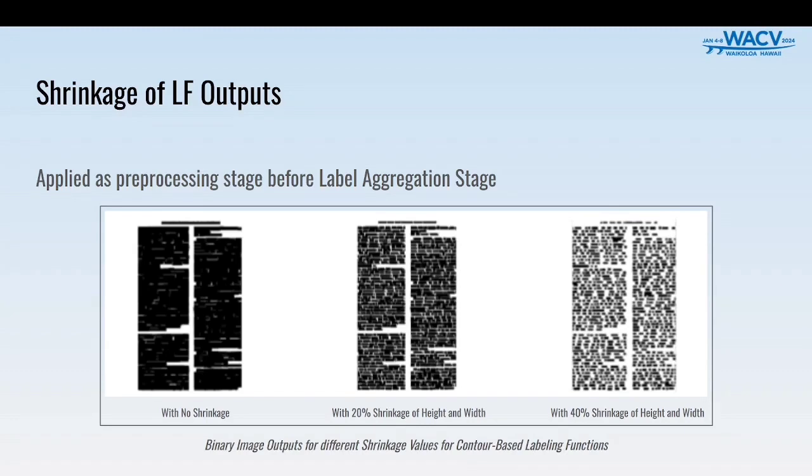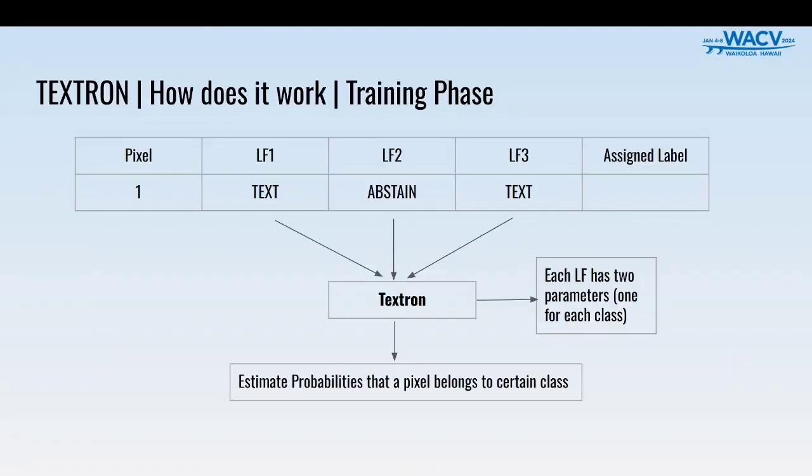Next, we move on to the label aggregation stage, where we come across Textron. Here, Textron is responsible for aggregating the votes, or the triggers, of various LFs into a single assigned label. So in the training phase, each LF has two parameters, one for each class, and Textron tries to estimate the probabilities that a pixel belongs to a certain class or not.